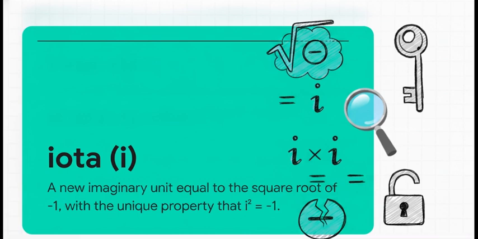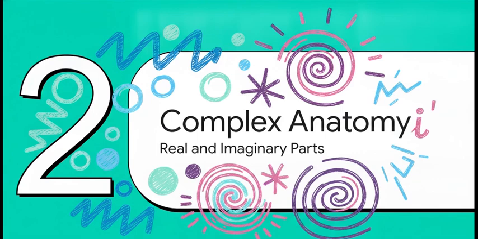It's obviously not a real number you can count on your fingers. But by defining this imaginary unit, mathematicians suddenly unlock the ability to solve every single algebraic equation structured like x squared plus a equals 0. It was basically the master key that opened a whole new universe. Moving right along to Section 2, Anatomy of Complex Numbers, where we start blending the real and the imaginary.